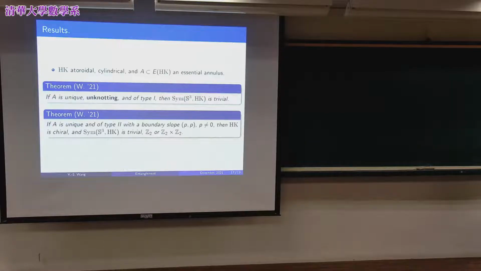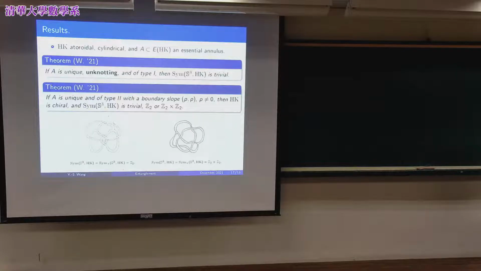And the second result is for type 2. If it's unique and of type 2 with boundary slope (p, p) where p is not 0, then HK is chiral, it's not equivalent to its mirror image, and the symmetry group is rather small. It's either trivial, Z2, or Z2 cross Z2. And here are some examples. These two handle-body knots both admit a unique type 2 annulus. One has the symmetry group Z2 and the other has Z2 cross Z2.